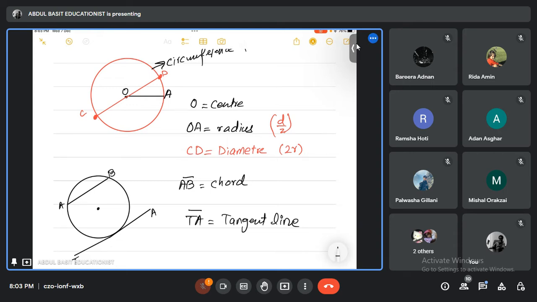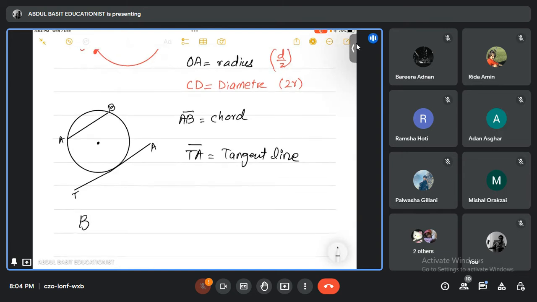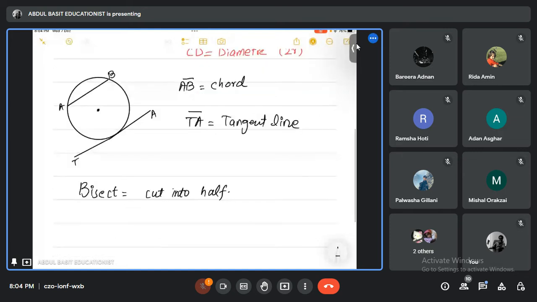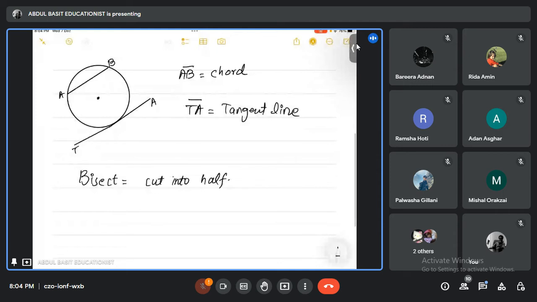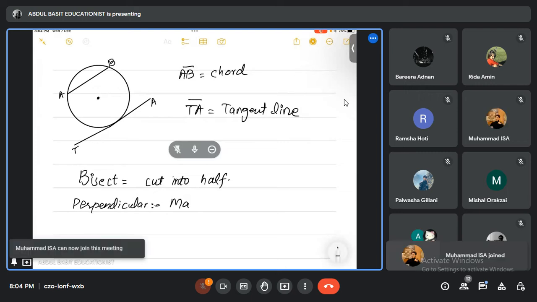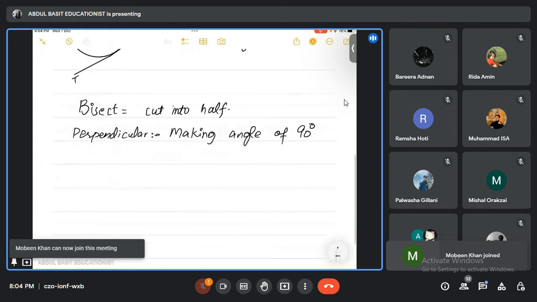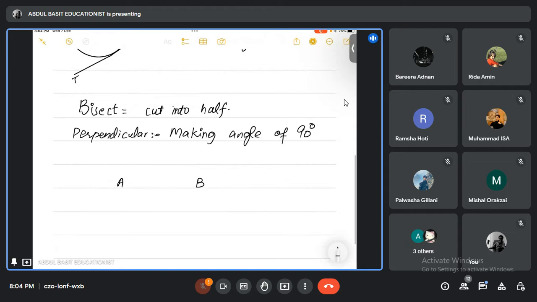Okay. There are a few terminologies that we should understand before proceeding toward circles. What does the word bisect mean? Bisect means cut into half. And perpendicular, in mathematics, is a line which is making an angle of 90 degrees. So for example, AB is a line. A to B is a line.